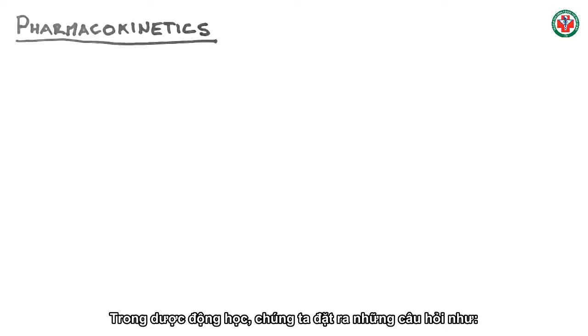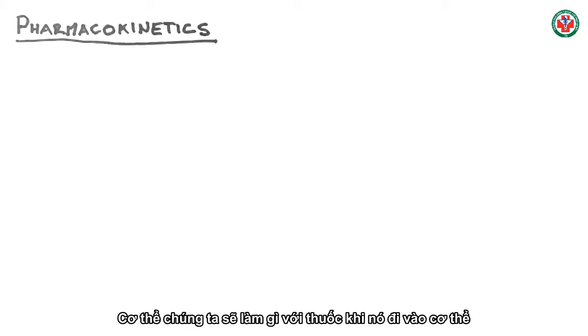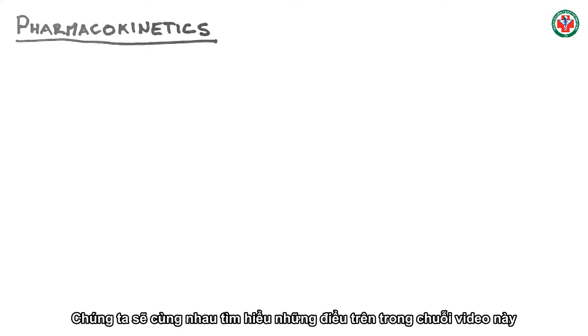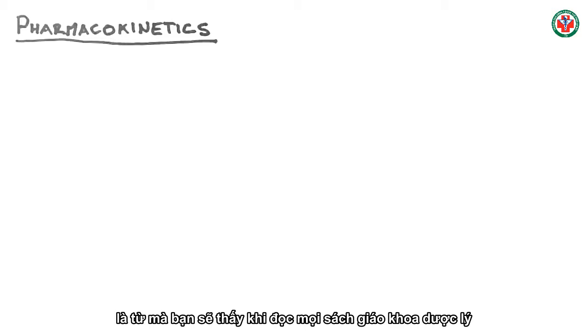In pharmacokinetics, we ask questions like, how does the drug get into the body and where does it go? What does the body do to the drug? And how does the body get rid of the drug? It is this branch of pharmacology that we will be looking at in this series. So let's begin with a pharmacokinetics acronym you'll find in every textbook of pharmacology.